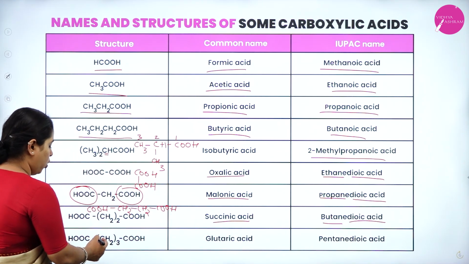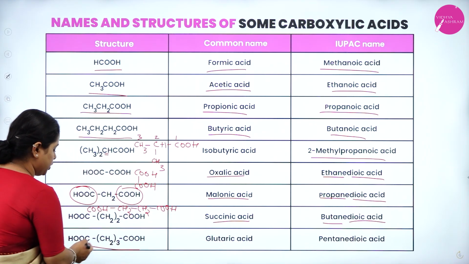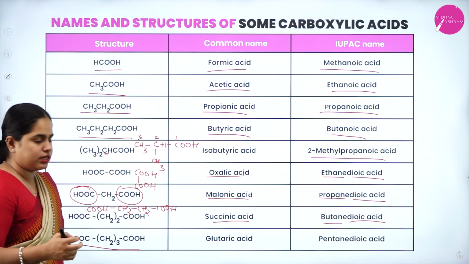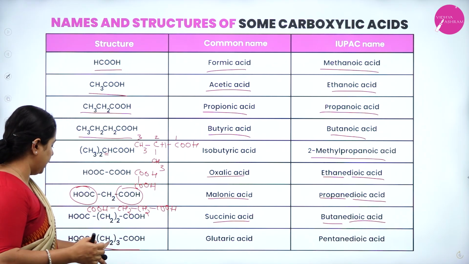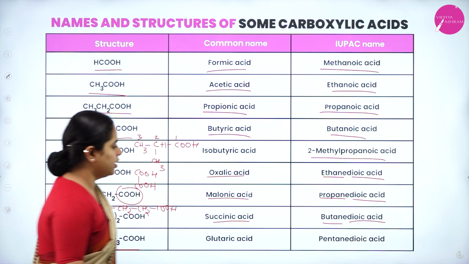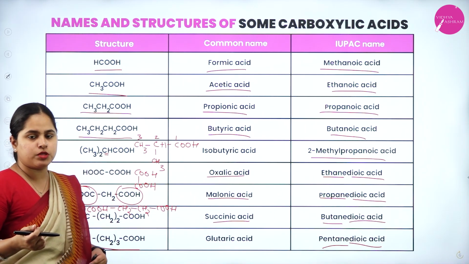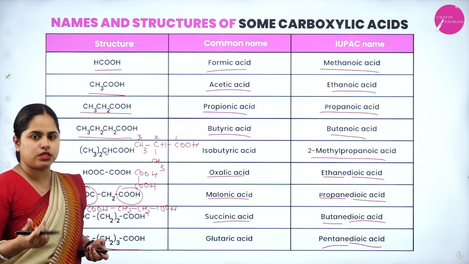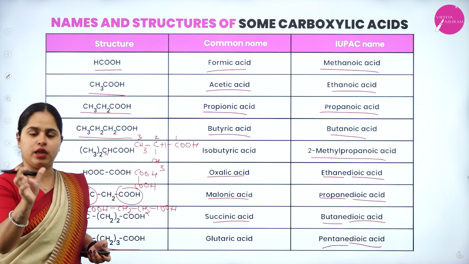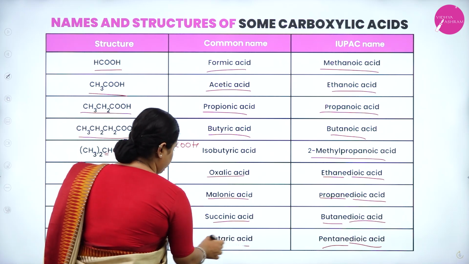The next one is COOH, CH2 thrice, COOH. So here also it is dioic acid itself. Total number of carbon atoms, 3 here and 2 from here, so 5. So it will be pentane dioic acid. So when more than one carboxyl group is present, don't forget to write the full name of the alkane there. The common name is glutaric acid.